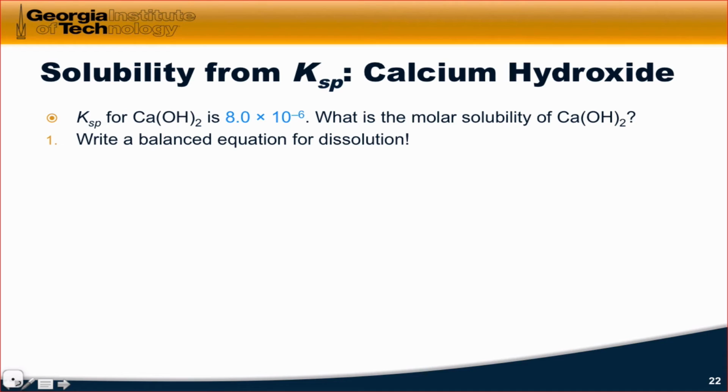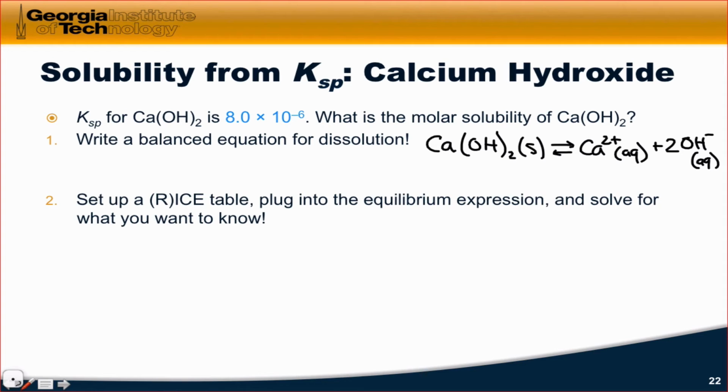And in cases like this, doing this properly is very important. The salt initially is calcium hydroxide, and it's a solid in the normal state. When it dissolves, it forms aqueous Ca2+ and 2 hydroxide anions, which are also aqueous. Note the stoichiometry. We started with 2 hydroxides in the salt, and we end on the product side with 2 hydroxides. The next step is to set up a rice table, plug into the equilibrium expression those concentrations from the equilibrium line, and then solve for what you need to know.